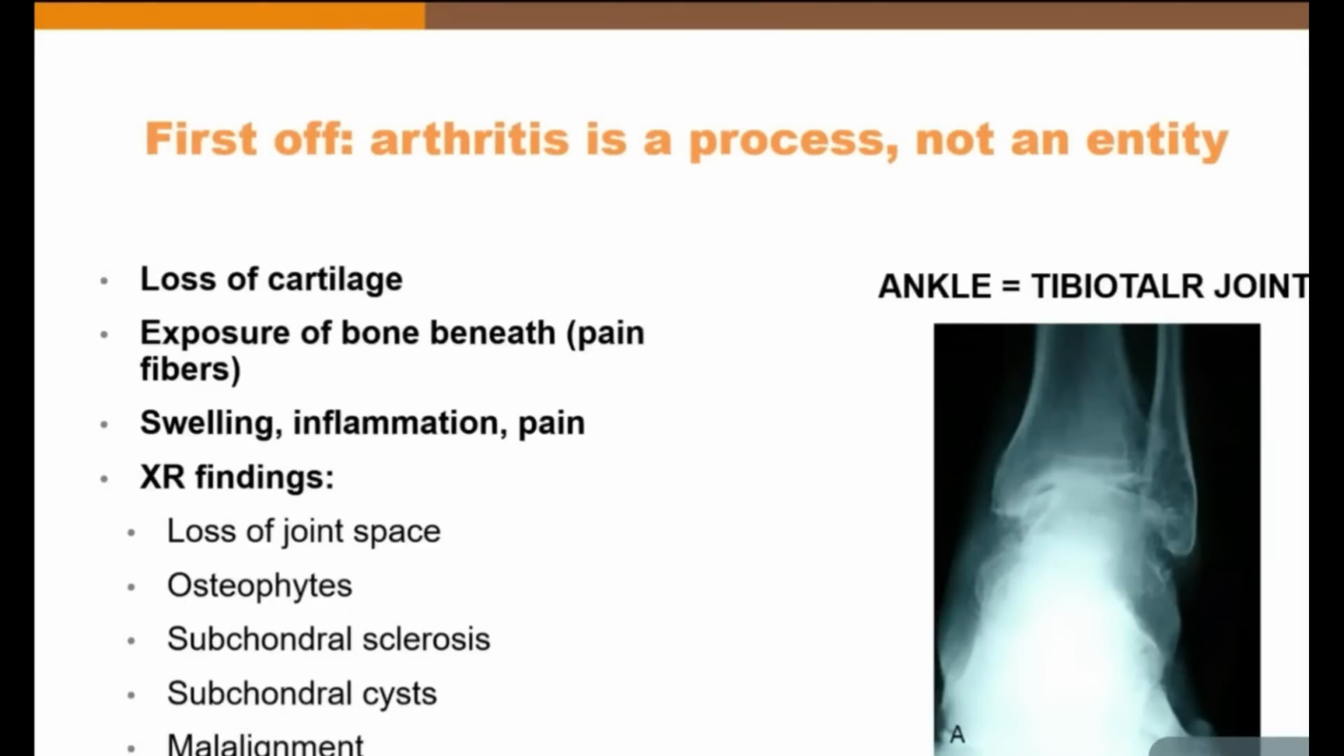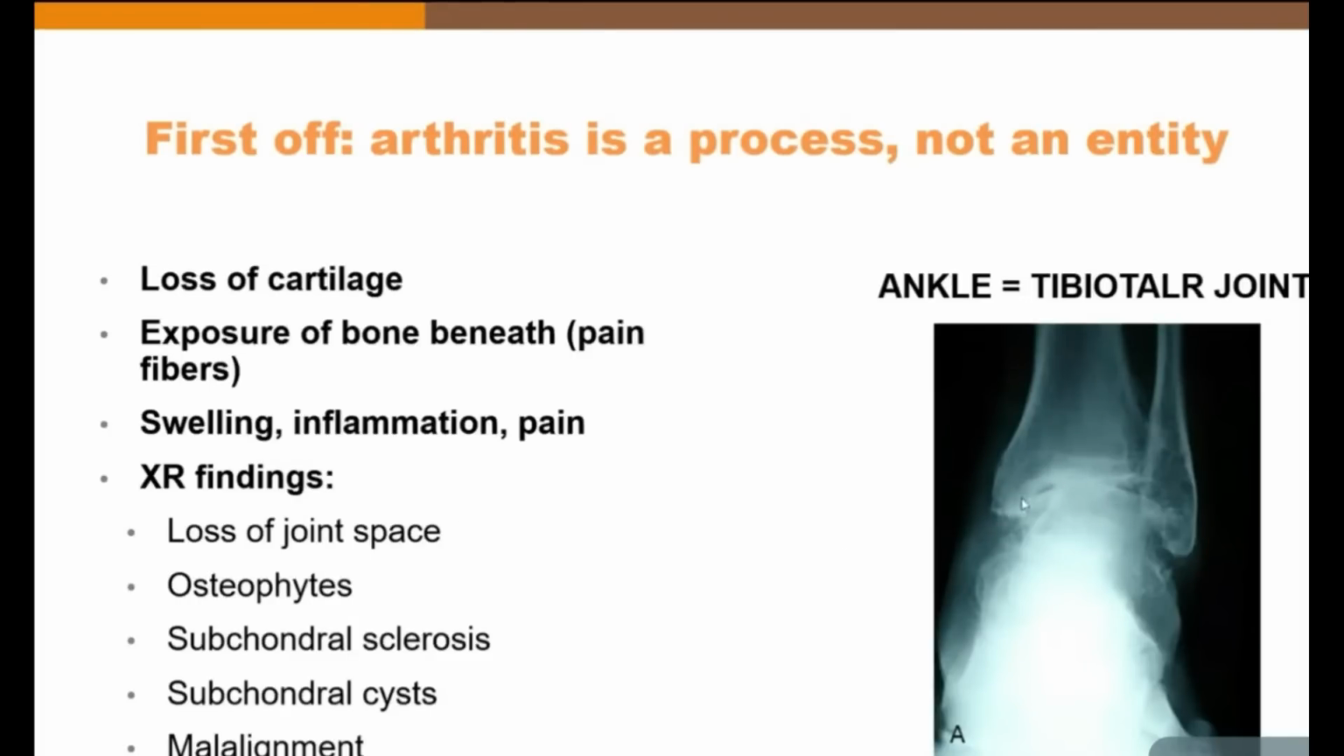Cartilage does not have pain fibers. Swelling, inflammation, and ultimately the X-ray findings that you probably become familiar with in other joints, which include loss of joint space. If we look over here on the right at the ankle X-ray, an AP of the ankle, we see that there's no dark line between the tibia and the talus where the cartilage would live. This ankle has fallen into some varus alignment, so there's increased loss in the medial aspect of the joint.